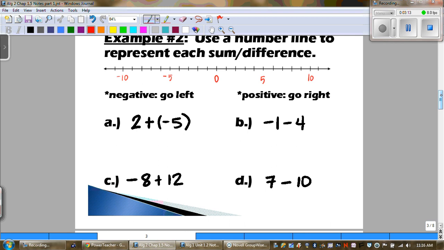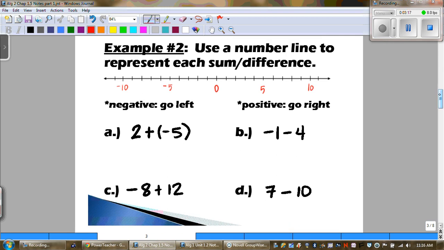Okay, so use a number line to represent each sum or difference. Well, I kind of just did that. So we'll do these one at a time up at the top. So A, we have 2 plus -5, so we're starting at 2. And we have to go -5, so negative means we go to the left. 1, 2, 3, 4, 5, which gives us 3.